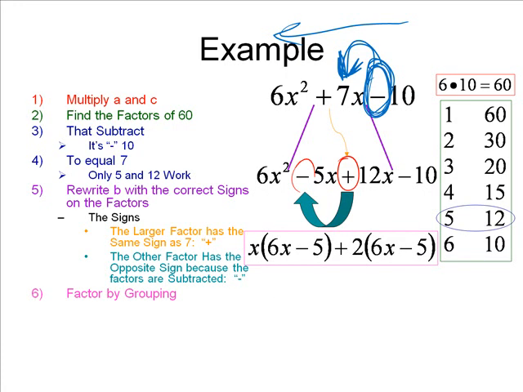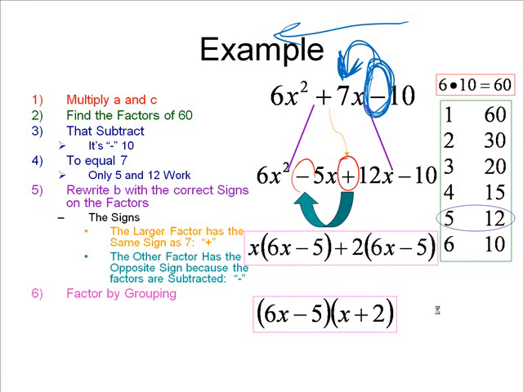Then we factor by grouping. There's a common x in the first group, leaving us with a 6x minus 5. A common 2 in the second group, leaving us with 6x minus 5. So that common 6x minus 5 comes out to the left, and we get the 6x minus 5 times x plus 2. And we can check that quickly and easily by FOILing it all back together, and we will end up with 6x squared plus 7x minus 10. Now, please tell me that you recognize that this is much quicker and easier than the trial and error method.